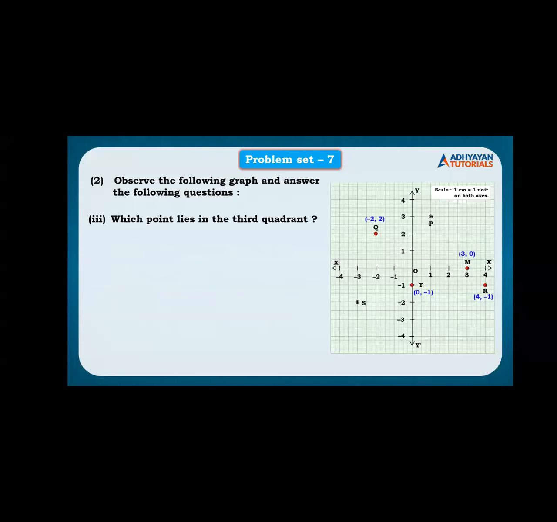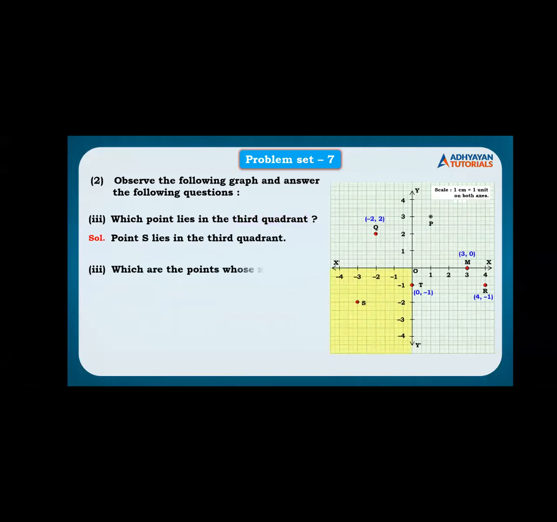Which point lies in the third quadrant? We all know this right here is the first quadrant and the direction is this, then the second quadrant, then the third. So in the third quadrant, my children, as you can see, there is only one point. The name of the point is S, right? So point S is the point which lies in the third quadrant.